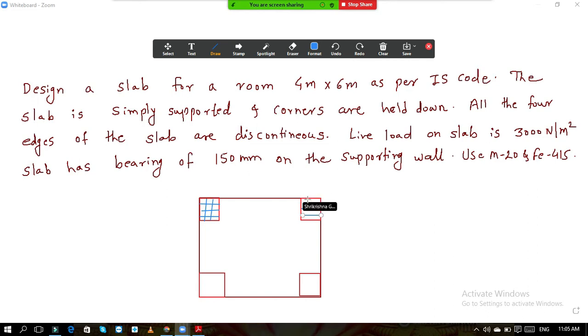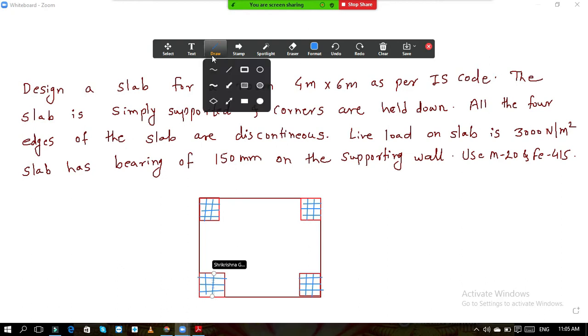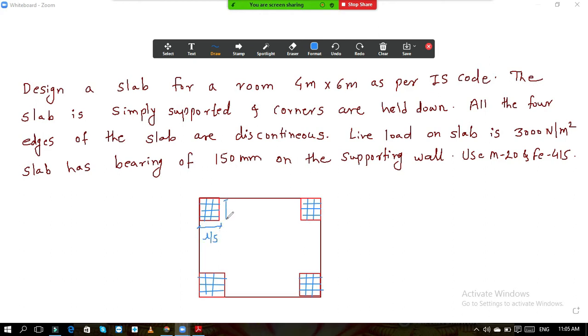And when the condition is given that corners are held down, all the corners are held down by providing the reinforcement at the corners. This is the important point. So how much reinforcement is provided, that is most important. The length of this reinforcement is Lx by 5 on both the sides, where Lx is the shorter span of the slab. And the area of steel provided over here is 3/4 of Ast x.